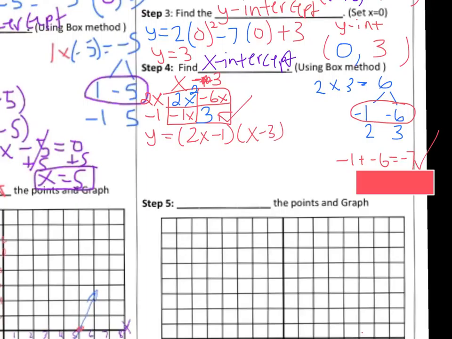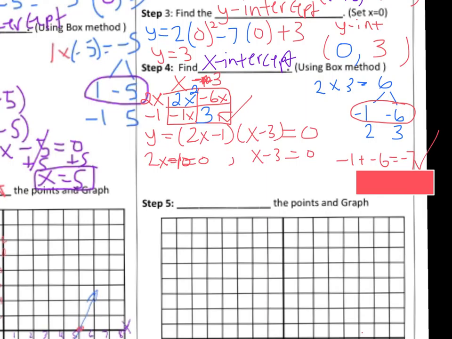Again, we're going to set this equal to 0. We're going to say y is equal to 0 because that's where the parabola crosses the x-axis. Our y-coordinate is 0. So we're going to say 2x minus 1 equals 0, and x minus 3 also equals 0.